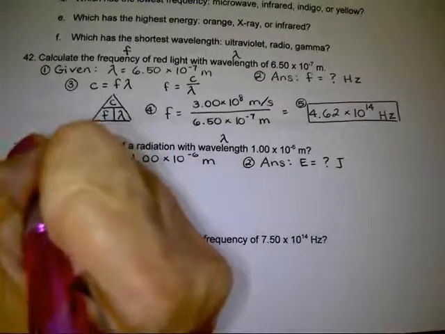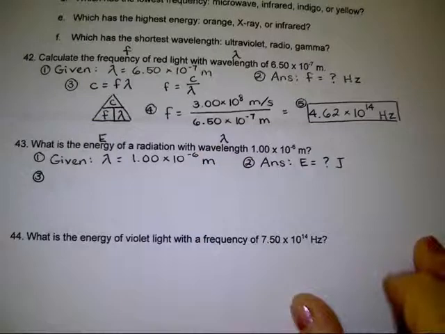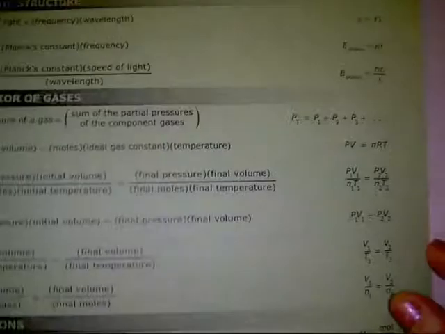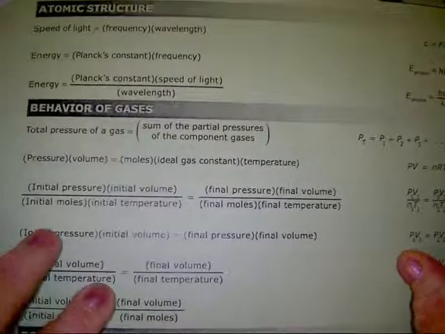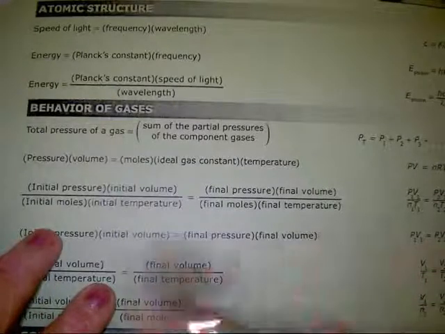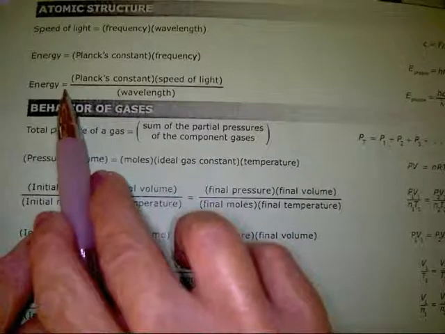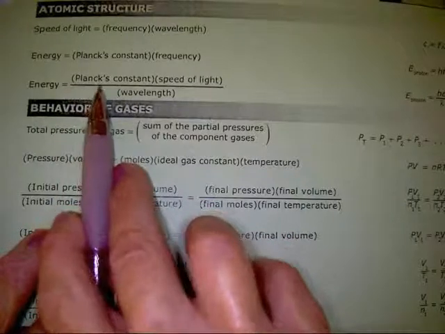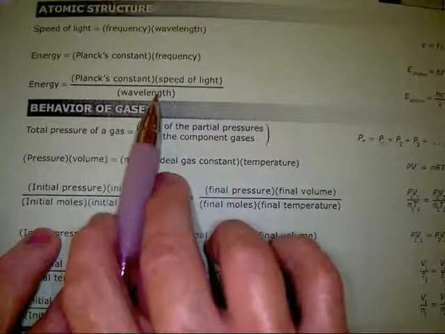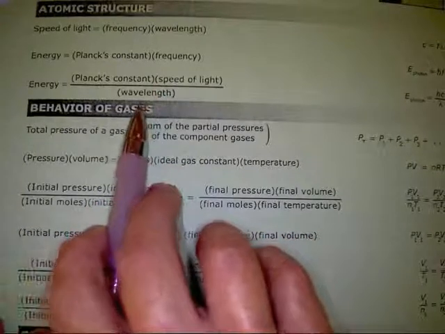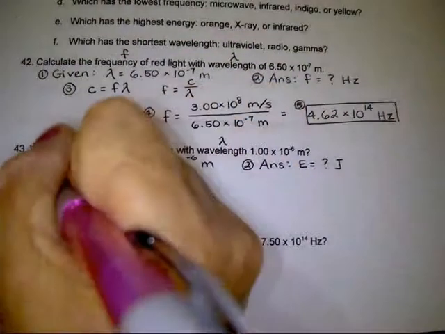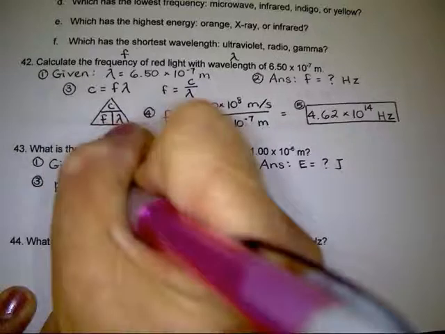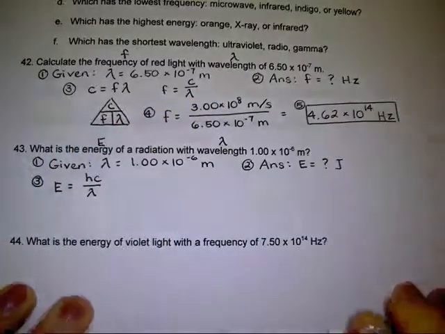Okay, the third step, I'm going to go to my formula chart, and it looks like I have lambda and energy. Okay, I have lambda, wavelength, and energy, and the one formula that has both of them is this third one. Energy equals Planck's constant, h, times the speed of light, c, divided by the wavelength, lambda. Okay? So I'm going to write that down for my step 3. E equals hc over lambda.